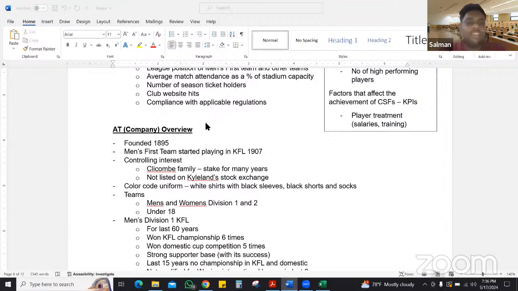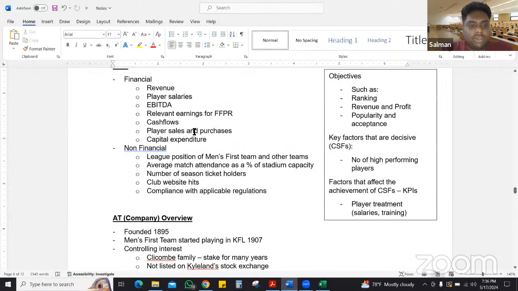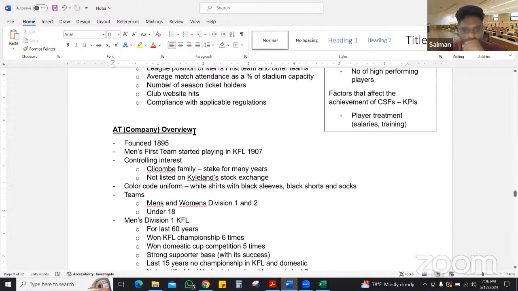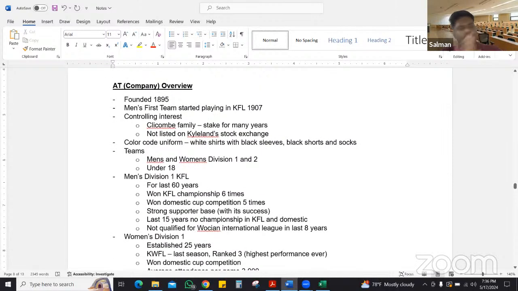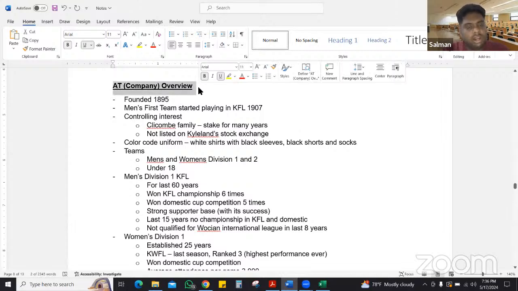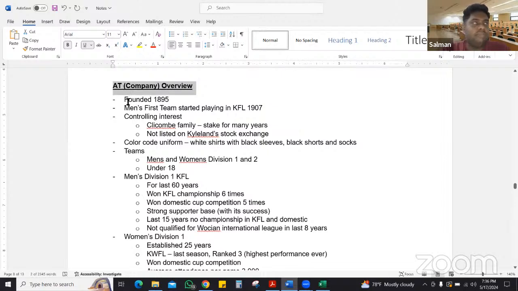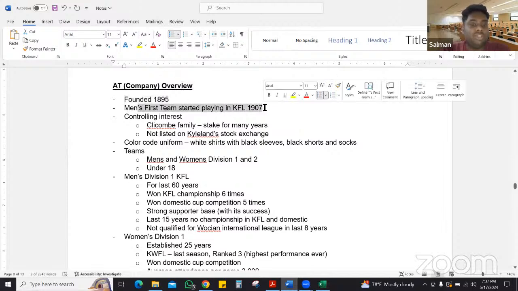All right. Coming back, so we had looked at the KPIs of a football club, any club. Now comes an overview of our company. Our company, that is the AT company, which was founded purely to manage the AT club, was founded in 1895. The men's first team started playing in the league in 1907.